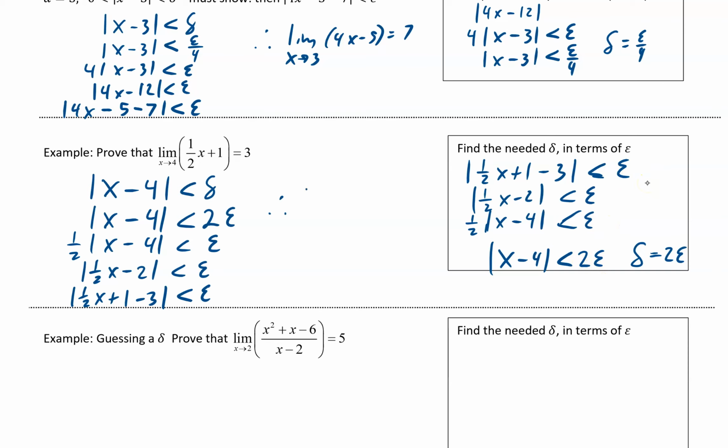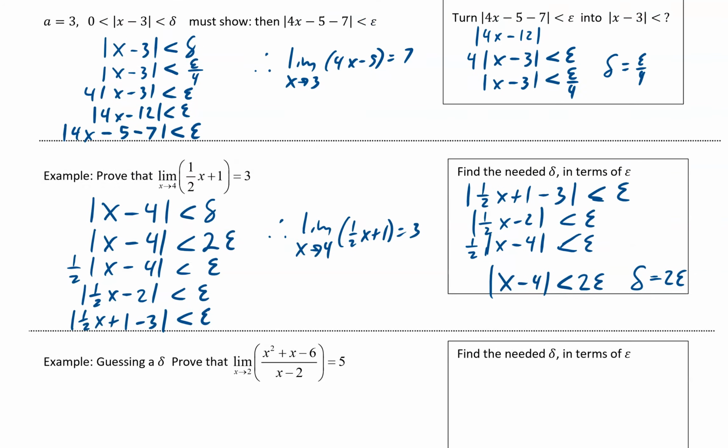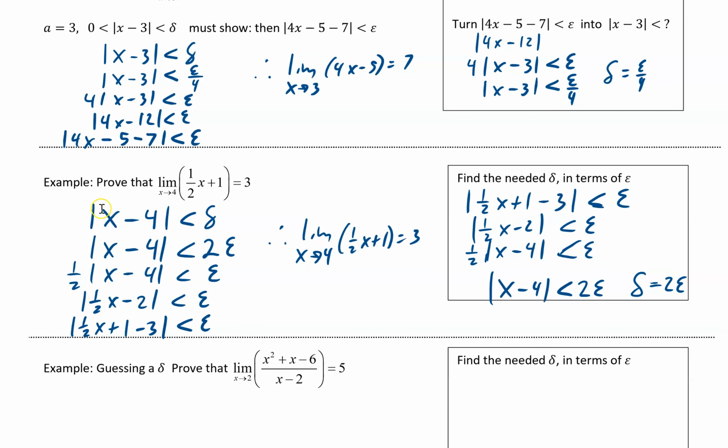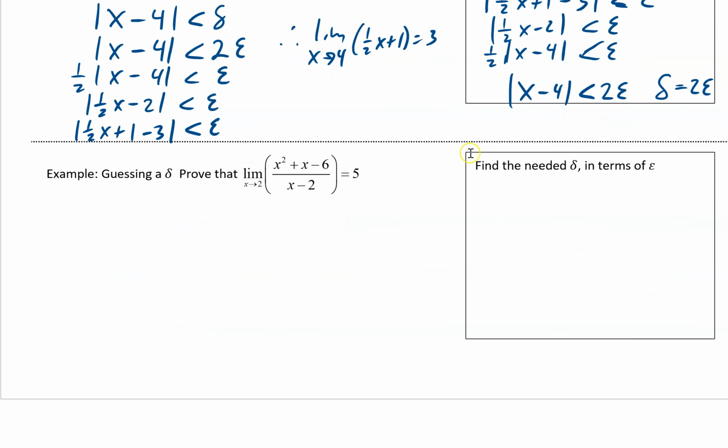And therefore, the limit as x approaches 4 of 1/2 x + 1 equals 3. See, so looking at our rule, right? If this is true, then this is true, proves this. So if this is true, we create this one. So this is true. And from that, we have shown that this is true. That proves our limit.